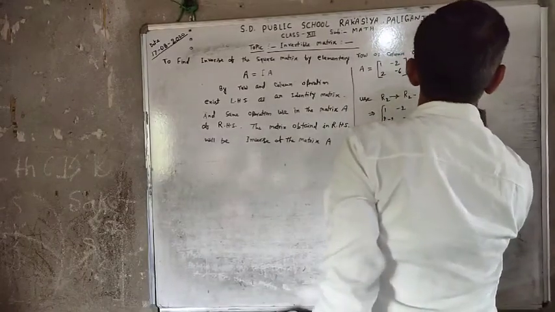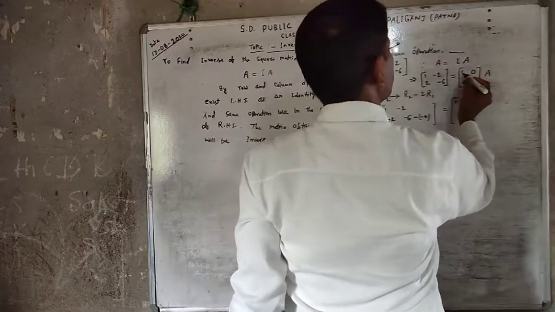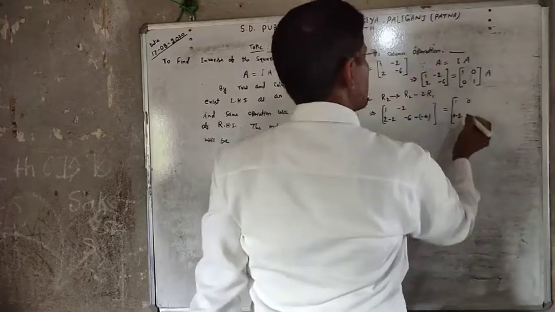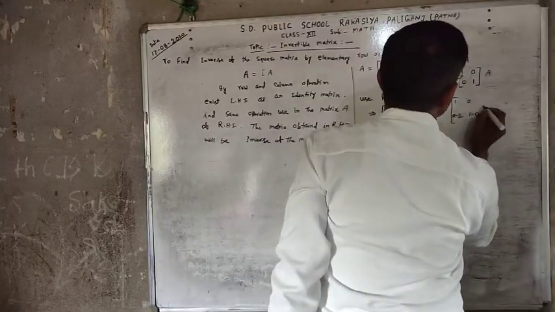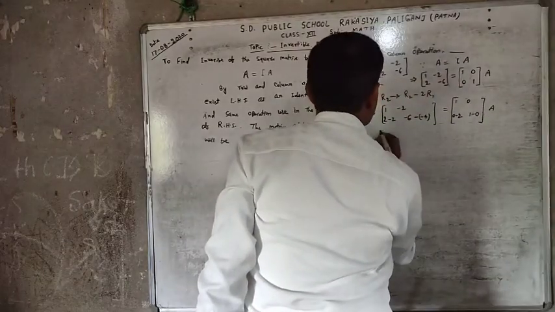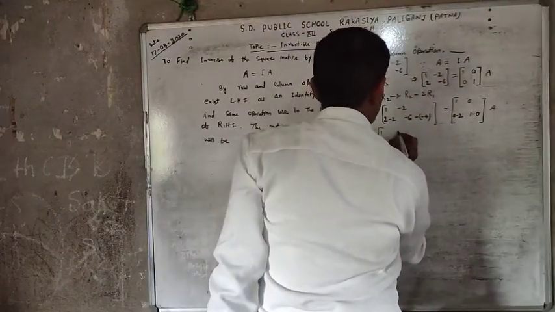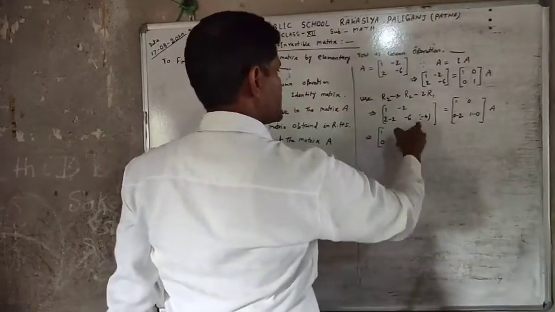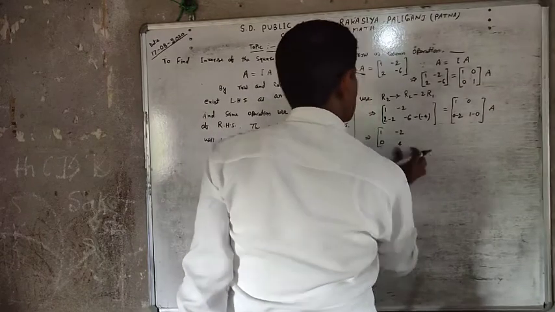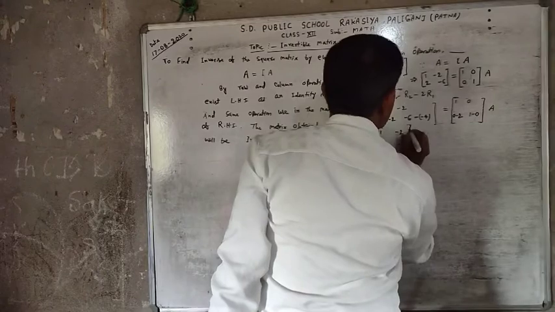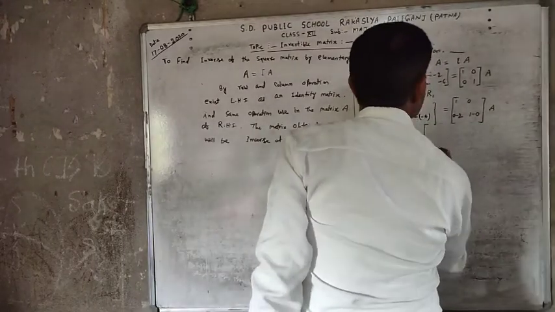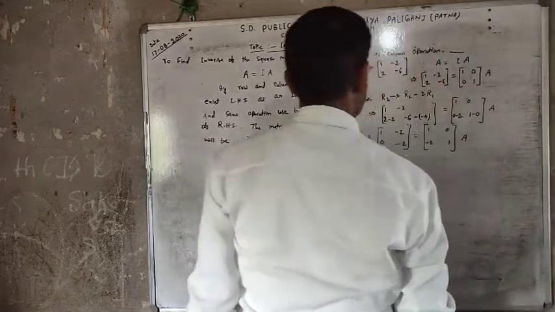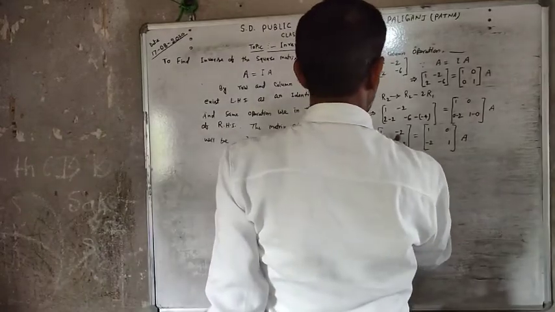1, 0: if 2 is multiplied with the first row, then 1 into 2 equals 2, so 0 minus 2. And 1 minus 2 into 0 means 0 into A. This implies the matrix we find is 1 and minus 2, then 0, minus 6 plus 4, which is equal to 1, 0, minus 2 and 1 into A.